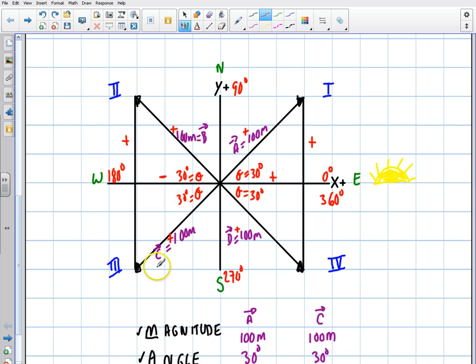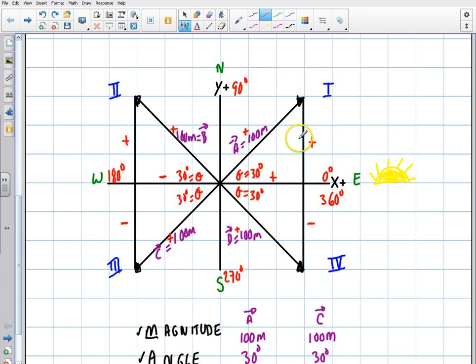Now let's look at vector C. The sign of the x component is still negative, and the sign of the y component is negative. Now let's look at vector D. The sign of the x component is positive, and the sign of the y component is negative because it's going down. So these are the components of this vector here.